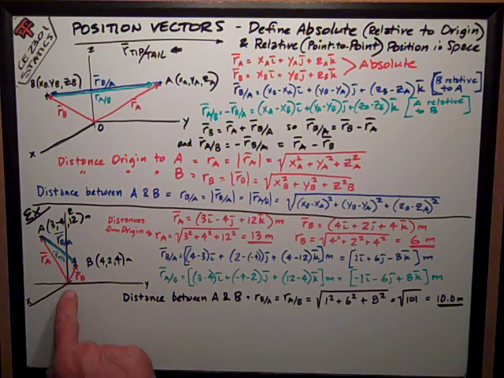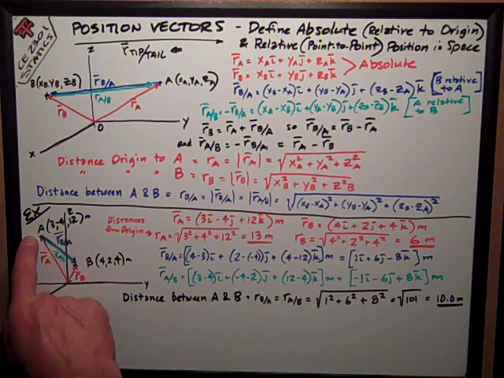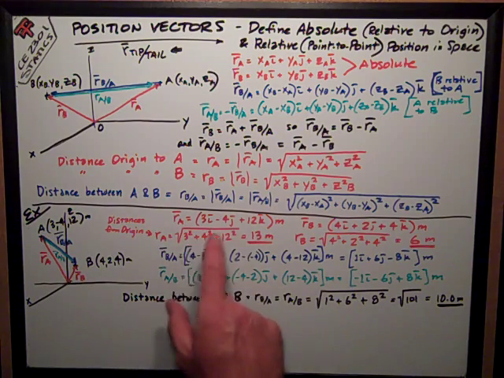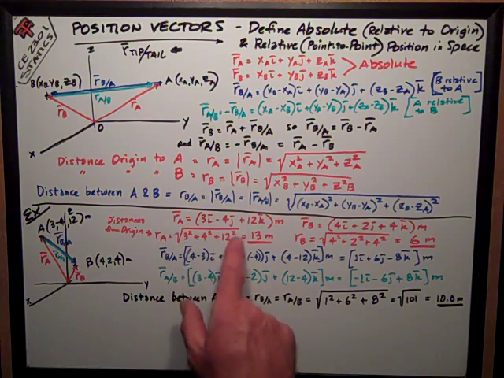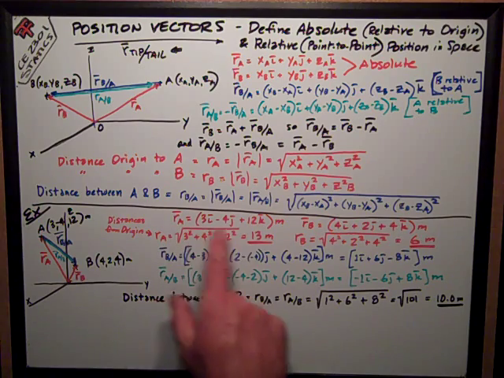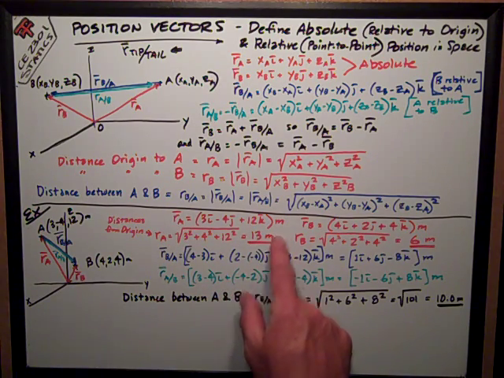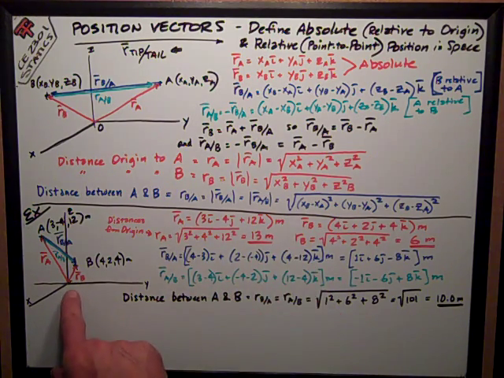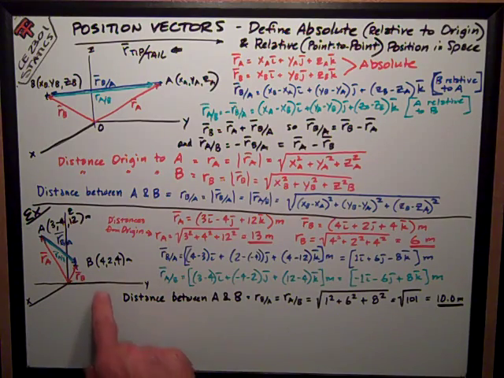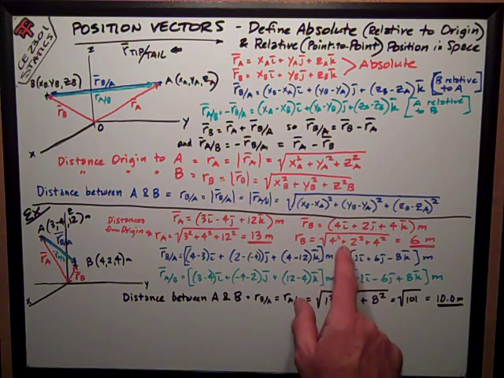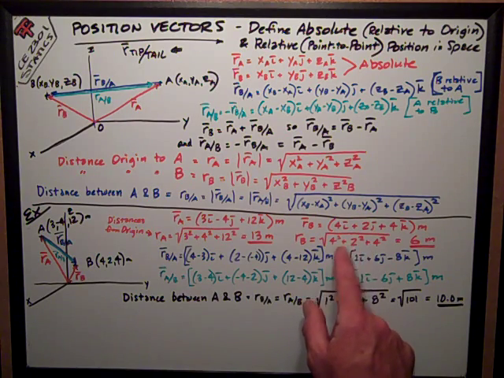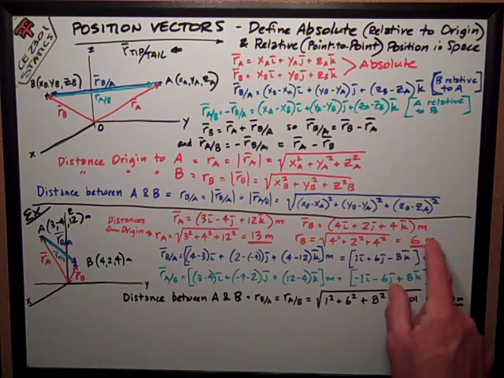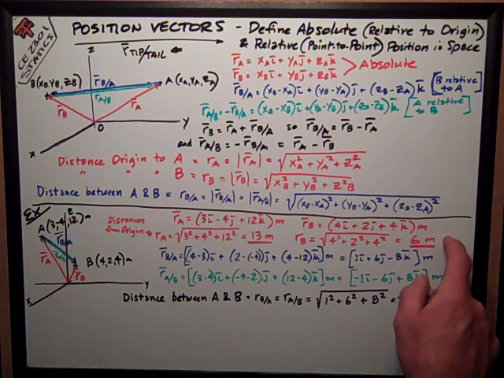To figure the distance from the origin to point A, I just take the square root of the sum of the squares. 3 squared, 4 squared, and 12 squared. Square root of that's 13 meters. The distance from the origin to point B is the square root of the sum of the squares. 4 squared, 2 squared, and 4 squared. That's equal to 6 meters.